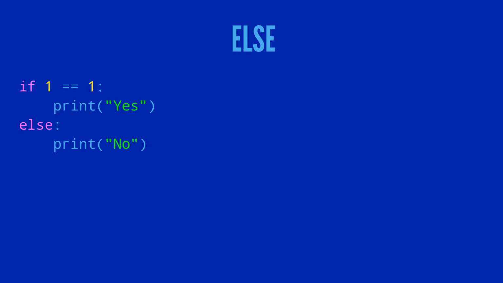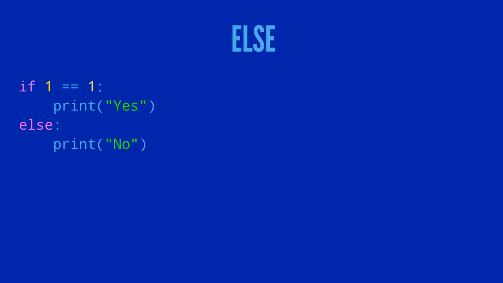So as a quick example on the screen here, we are just comparing two values against each other. So if 1 double equals sign 1, so does the value of 1 equal 1? The answer is yes. So it's going to print yes. However, if that statement was false, instead of printing yes, it would print no. So it allows you to have an alternate path for your code to be executed. So if the statement is true, it will print whatever is in the first indented block. And if the statement is false, it will print whatever is in the second block.